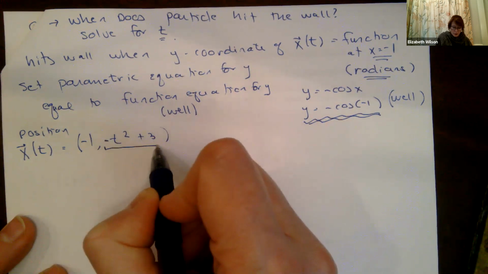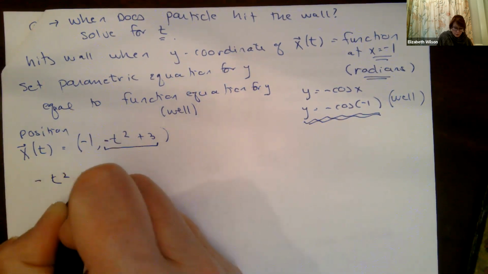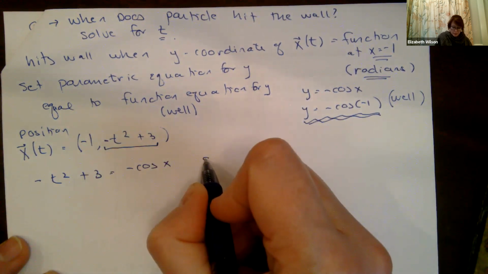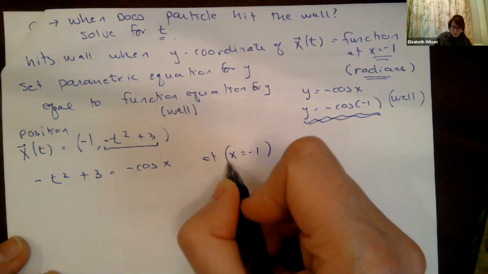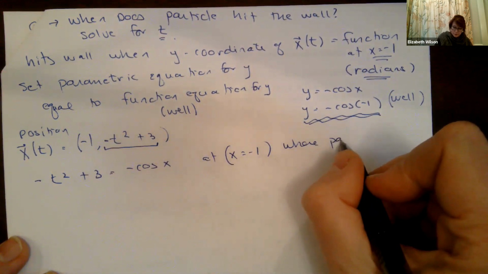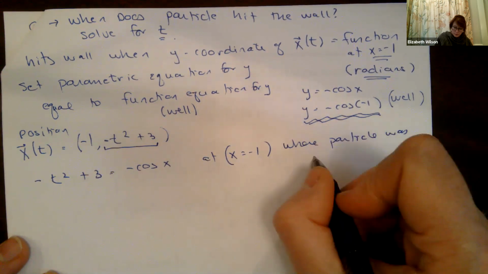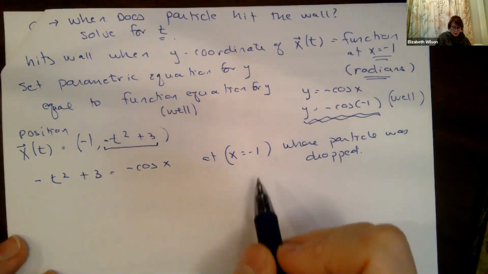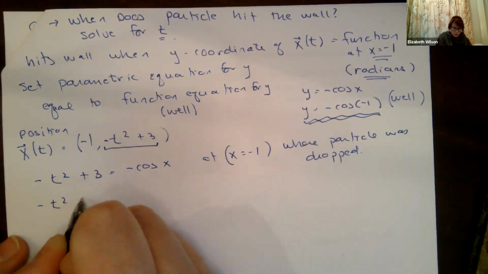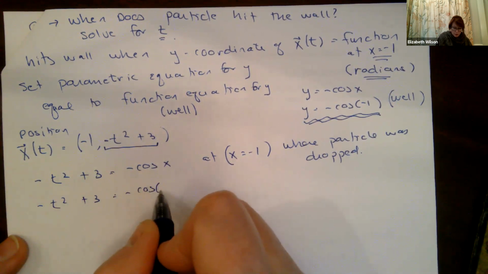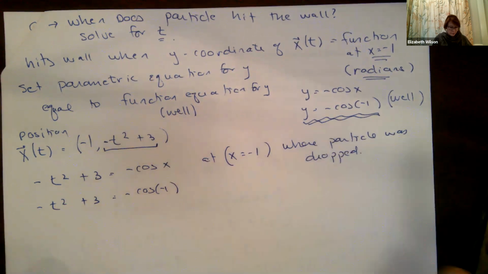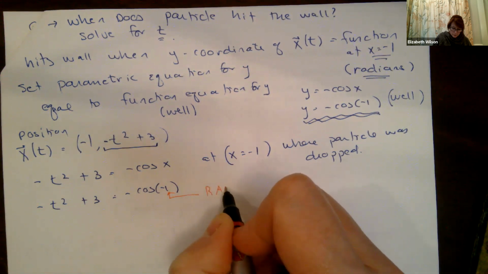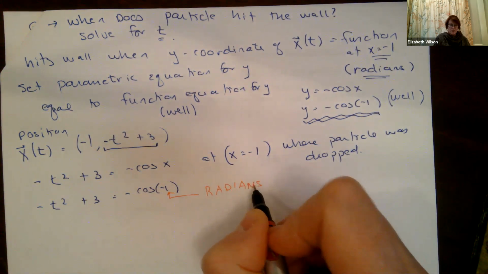So I set this equal to minus the cosine of x. And this is at x equals -1. This is where the particle was dropped. It was just dropped straight down, so I only have to worry about that. Okay, so x equals -1. So plug that in, minus t squared plus 3 equals minus the cosine of -1. And this is in radians, don't forget. So you have to check your mode on your calculator.